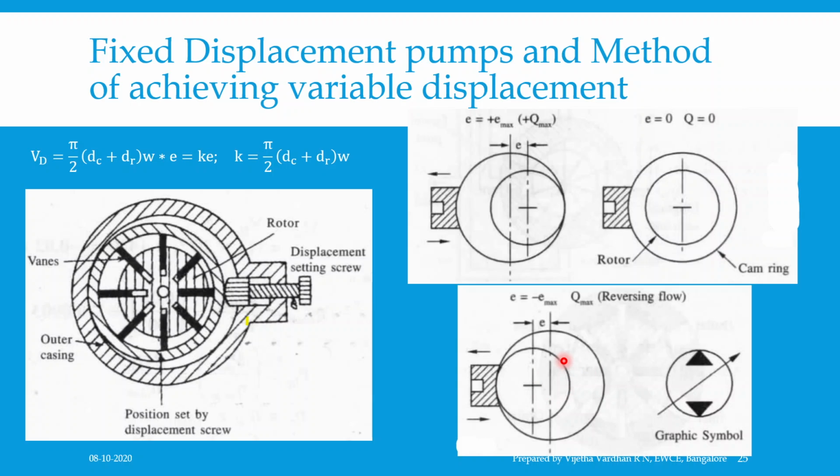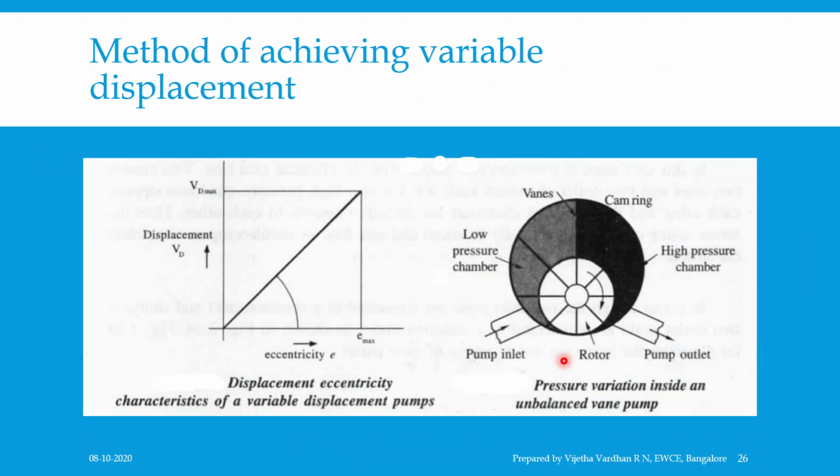Now, the variation of the eccentricity influences the theoretical volumetric displacement of the vane pump. You can see the next figure over here, which shows this linear displacement, the displacement eccentricity characteristics of a variable displacement pump, where Vd is equal to 0 when E is equal to 0, and Vd is maximum when E is equal to (dr minus dc) by 2. That is what we discussed in one of the previous sessions. Hence, in the displacement eccentricity characteristic of variable pumps, you can see that as the eccentricity increases, the volumetric discharge increases.